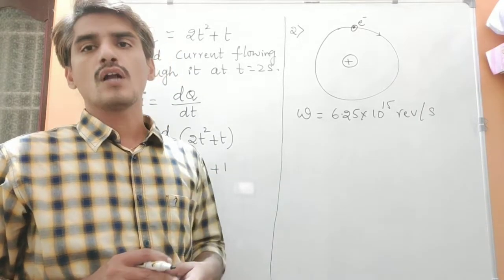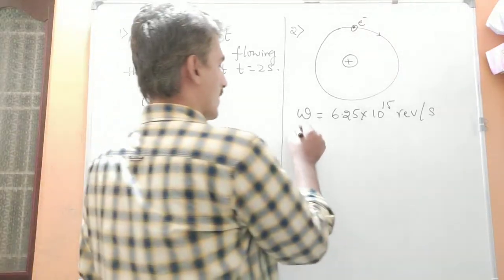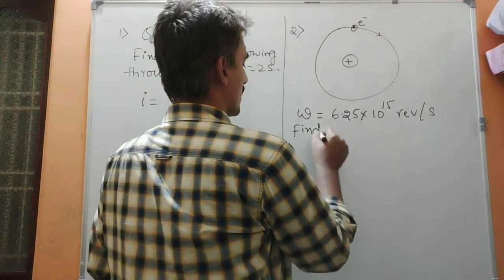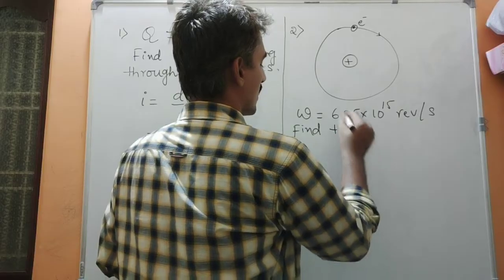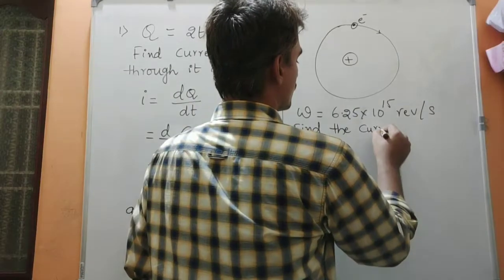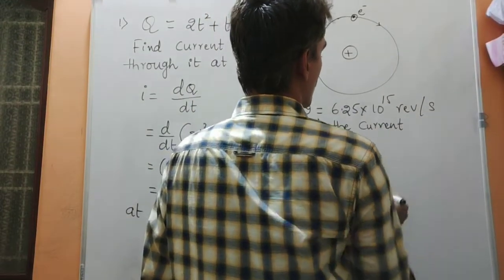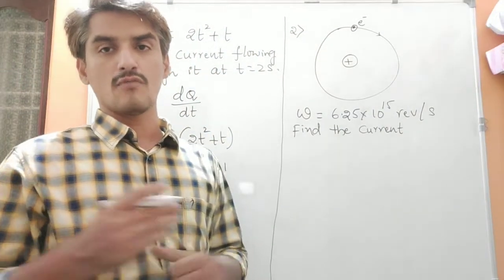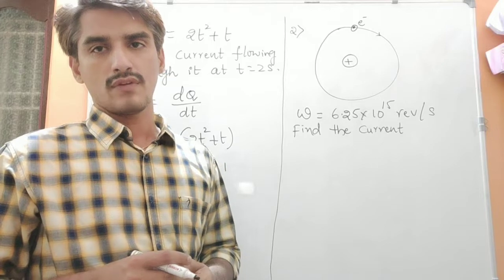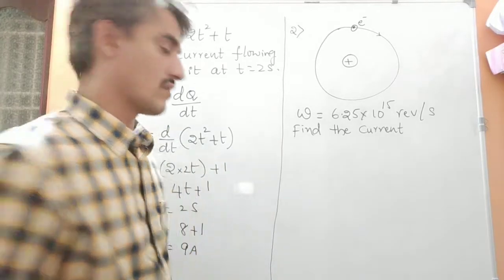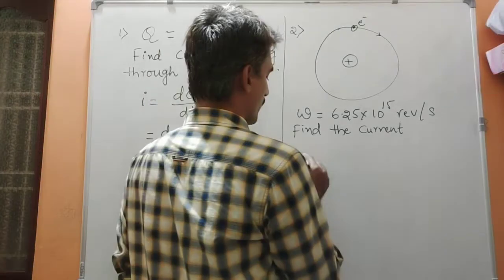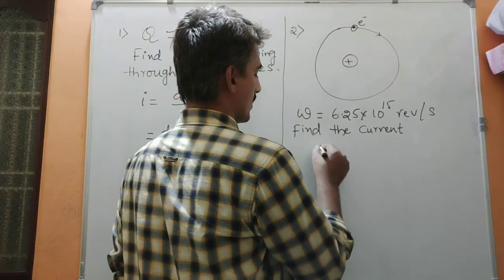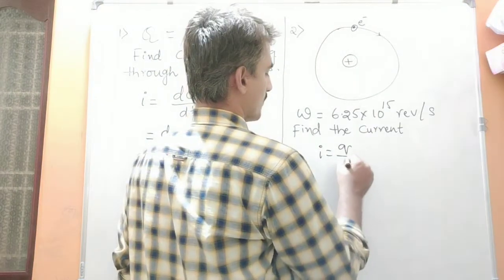Now, we want to find the current produced by that electron. How much current will be produced with that electron? In order to find that, we know the formula here. I is equal to Q by T simply.